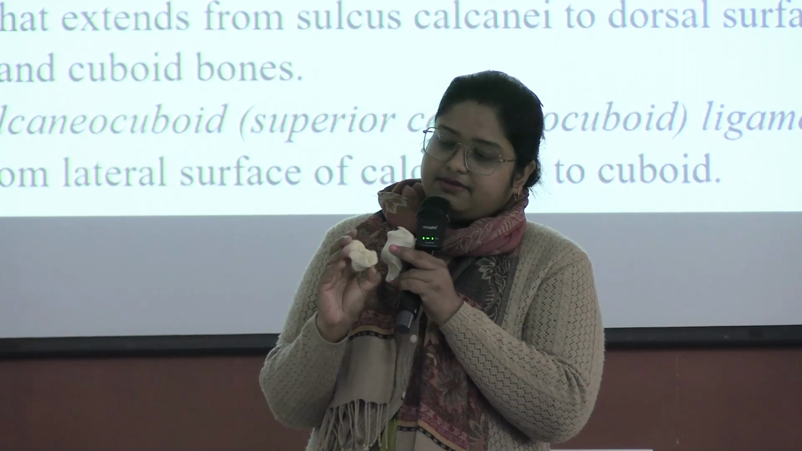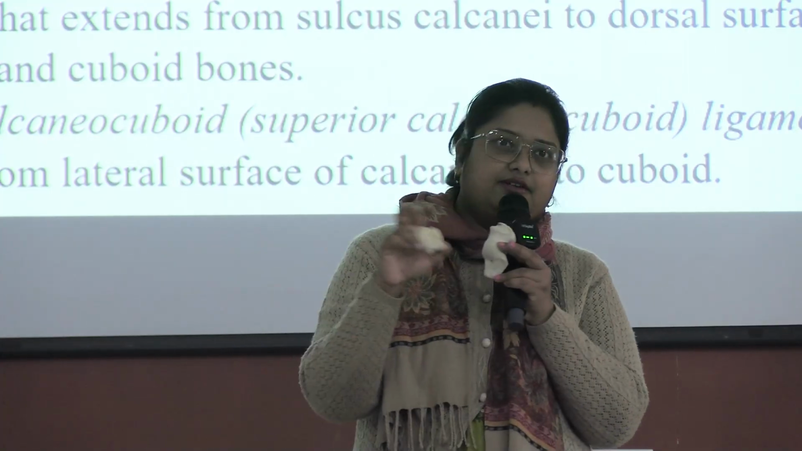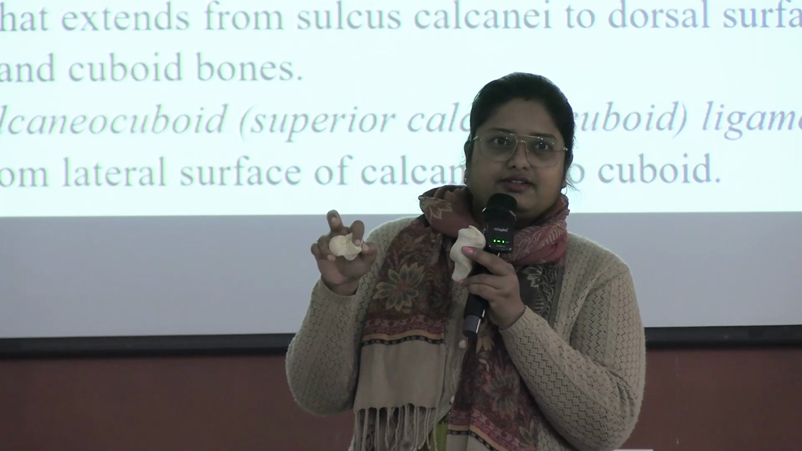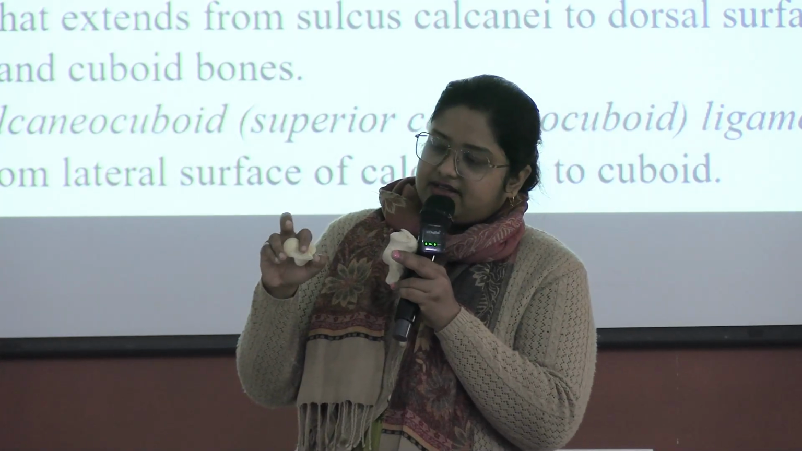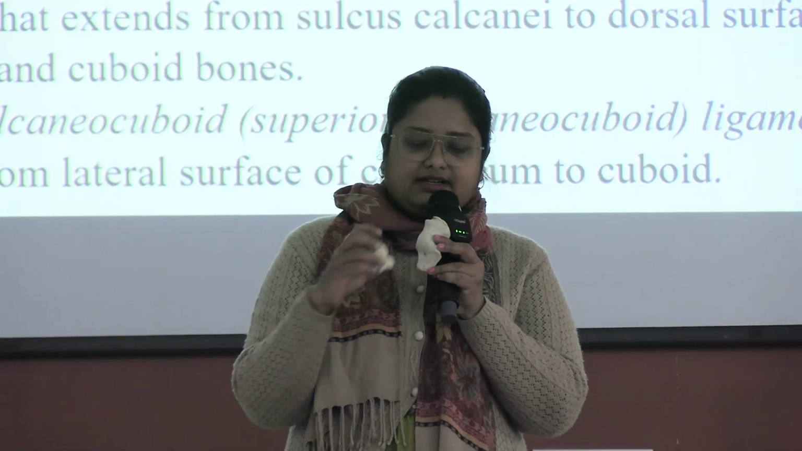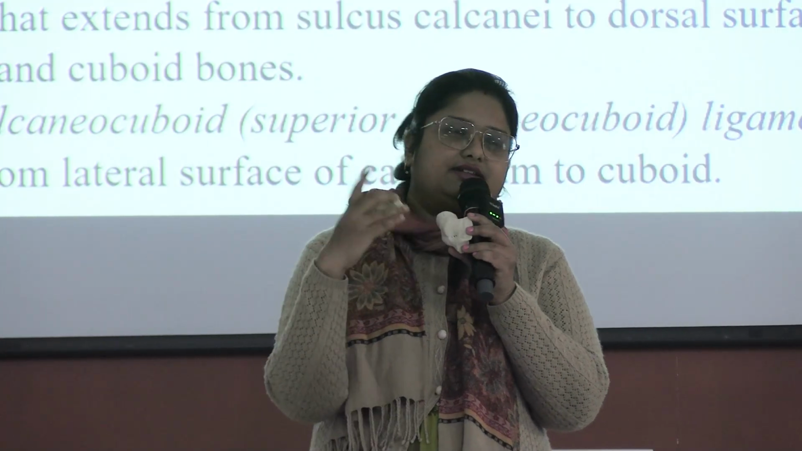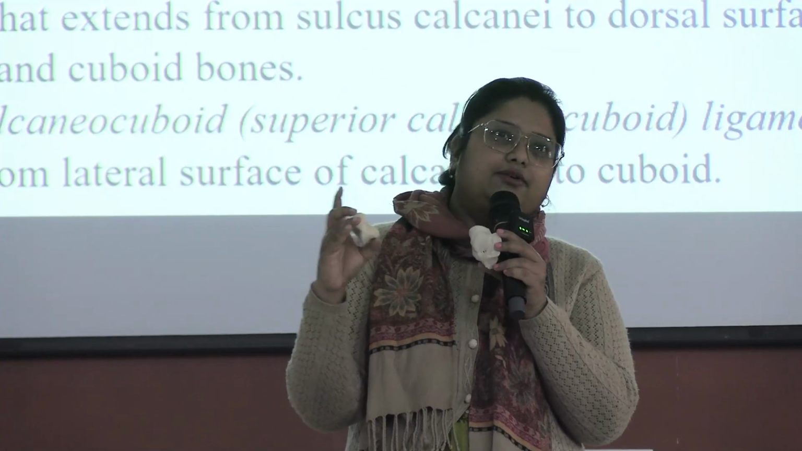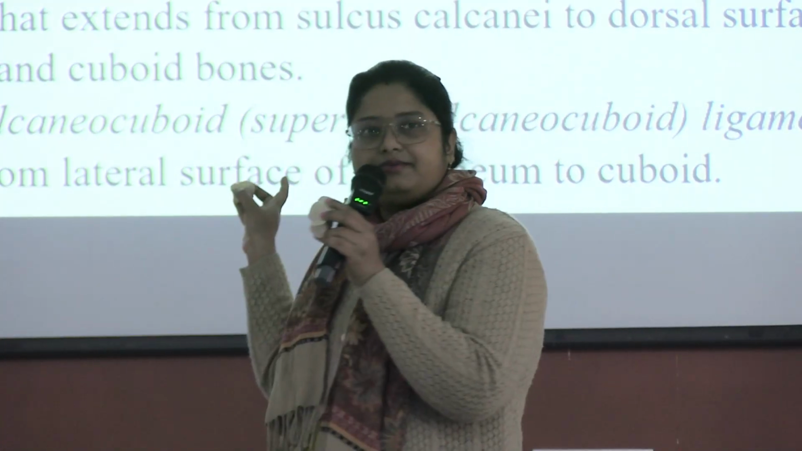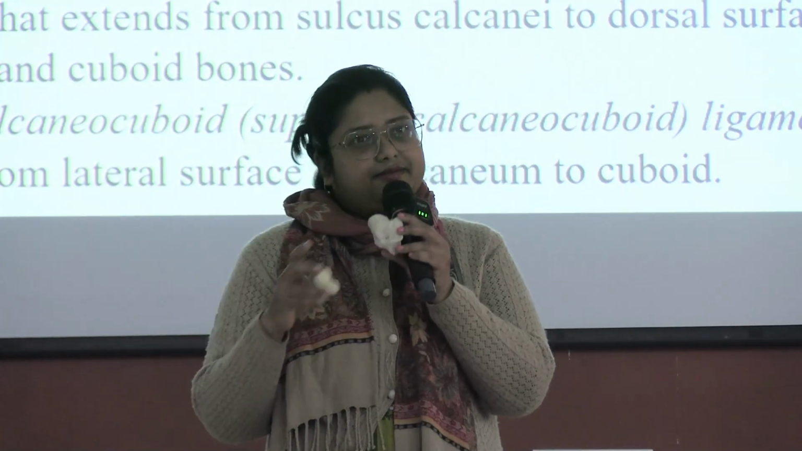And inferiorly you can see these two areas. These two are taking part in the formation of the talocalcaneal joint, the anterior and posterior talocalcaneal joint. In between these two areas there is a groove. This is the sulcus tali. This sulcus tali and sulcus calcanei are connected with each other via the interosseous talocalcaneal ligament. This ligament also originates from the sulcus calcaneum, this bifurcated ligament.